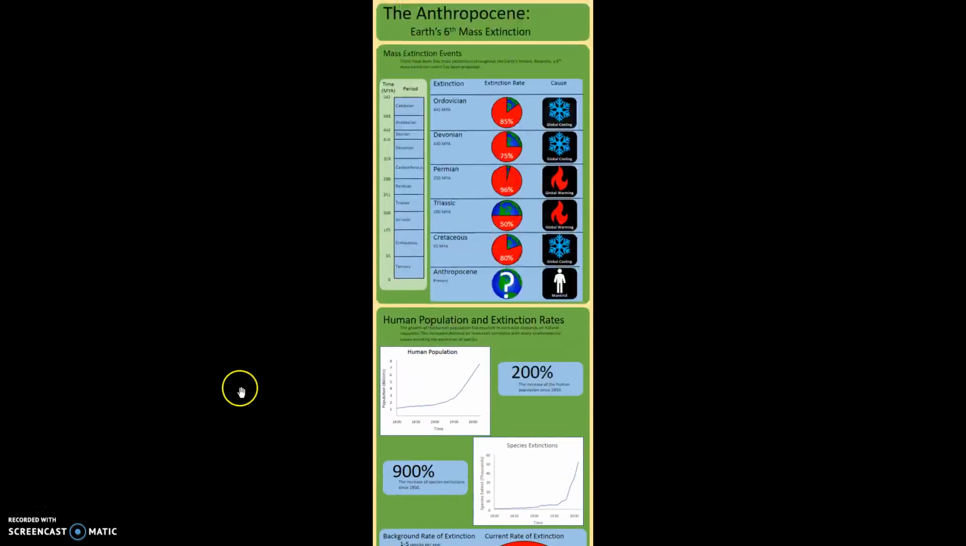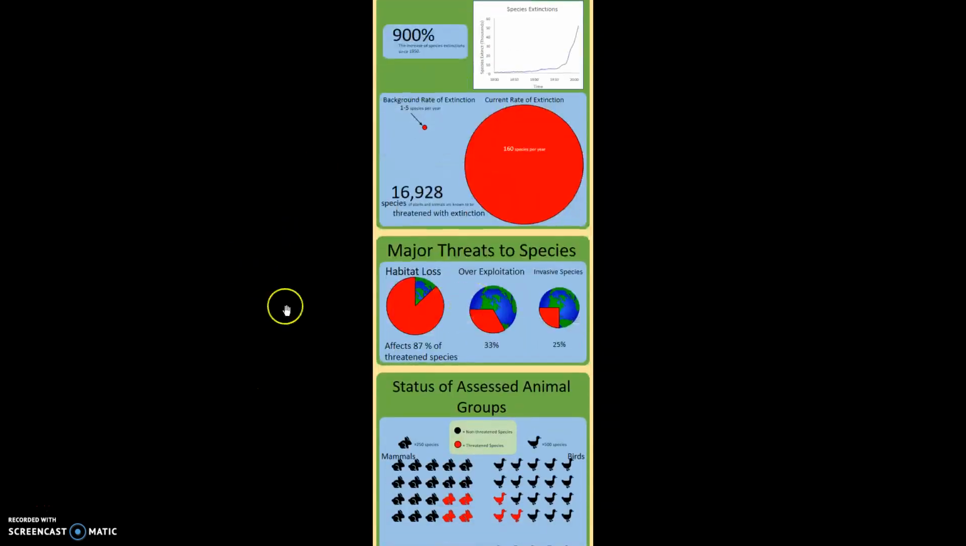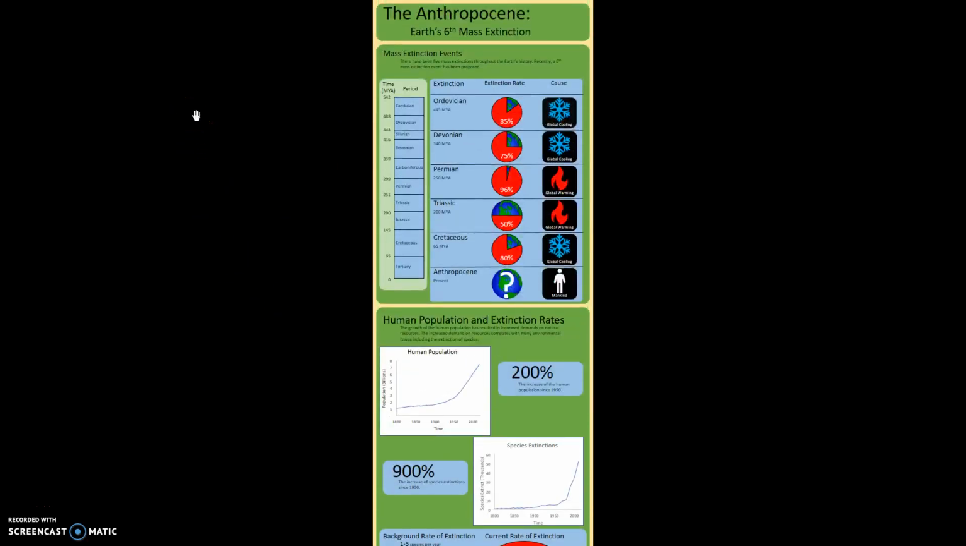I'll now talk about the design choices that I made throughout this. I chose to break the infographic into subunits using different blocks of information. This allows the reader to follow the sections and identify the beginning of a new topic.